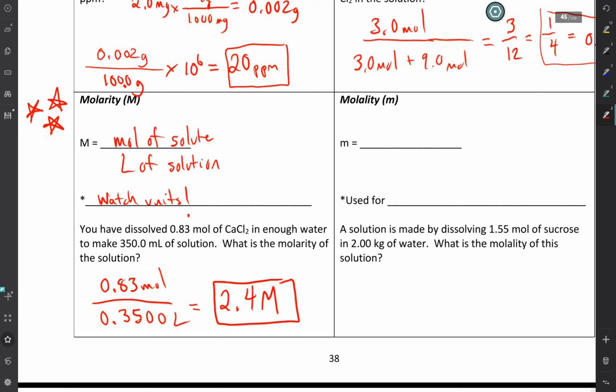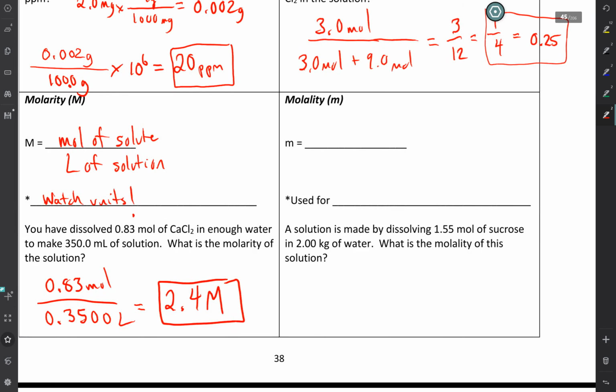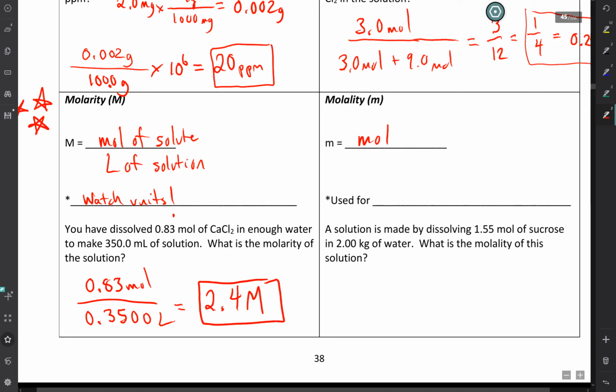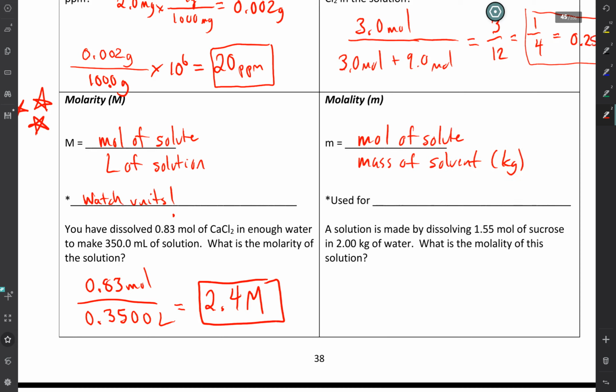All right. And last but not least, we have something called molality, and it's lowercase m. I know that molarity and molality, they sound pretty similar. Their abbreviation, capital M versus lowercase m, is very similar. Even their formulas, moles of solute divided by mass of solvent. It's going to be in kilograms. So be careful. I know, again, they're very, very similar.